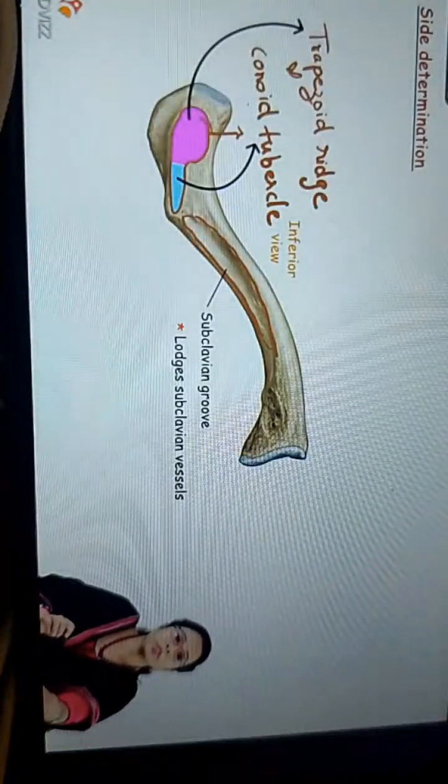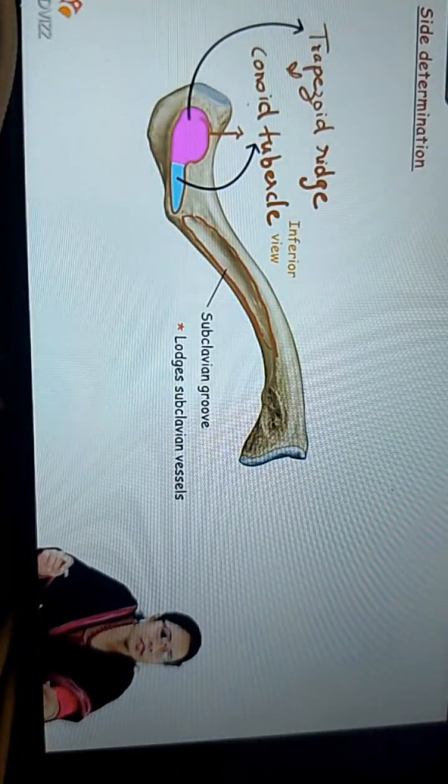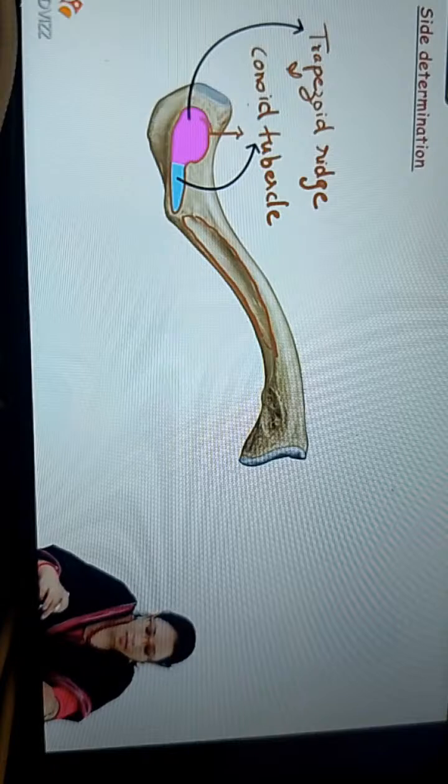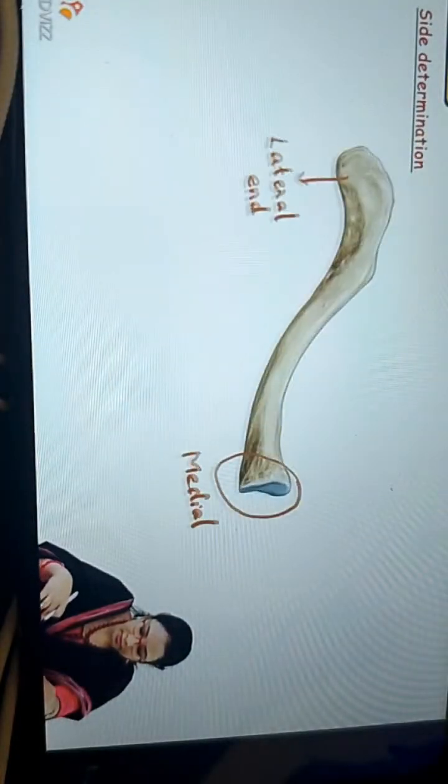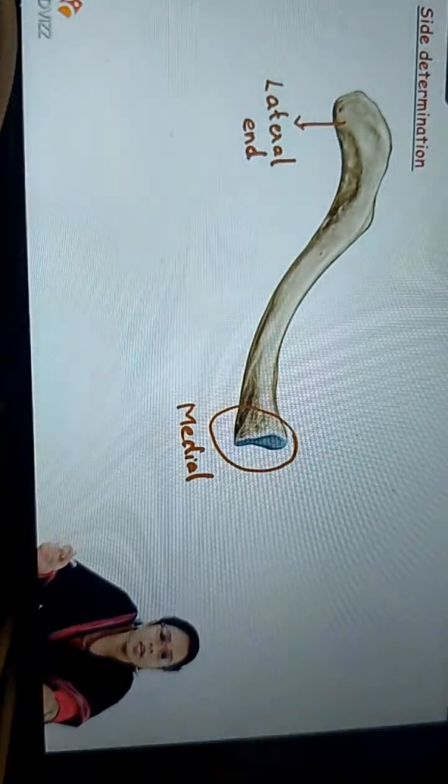Both give the rough impression on the inferior surface on the lateral side of the clavicle. And shaft of the clavicle. So observe now the shaft of the clavicle.